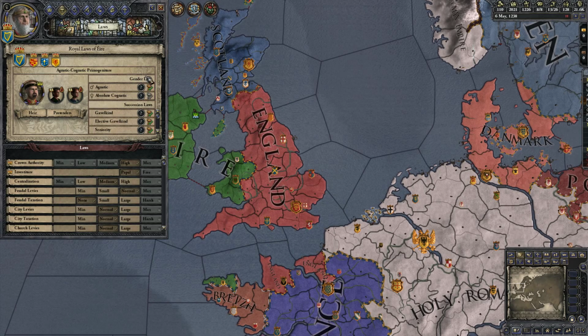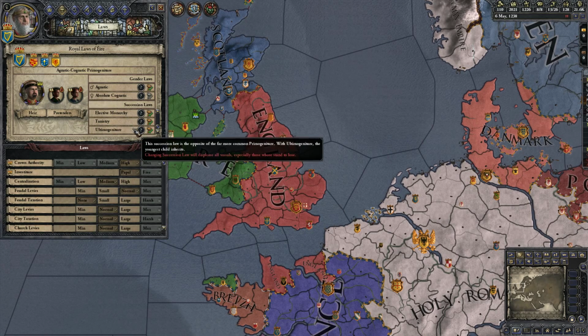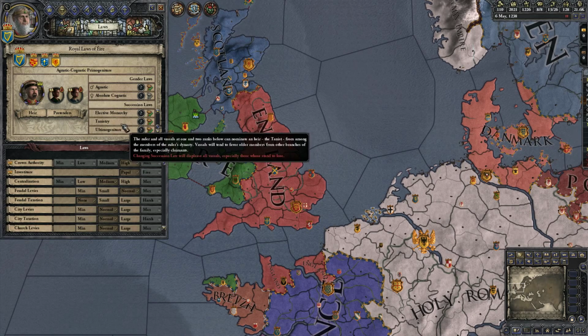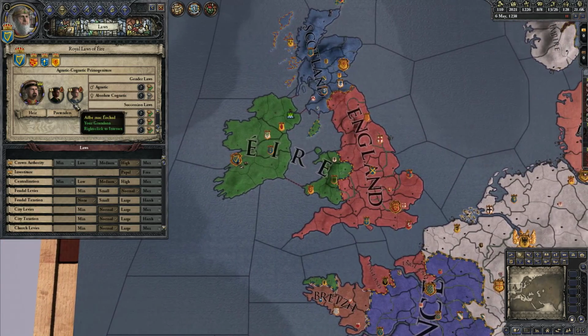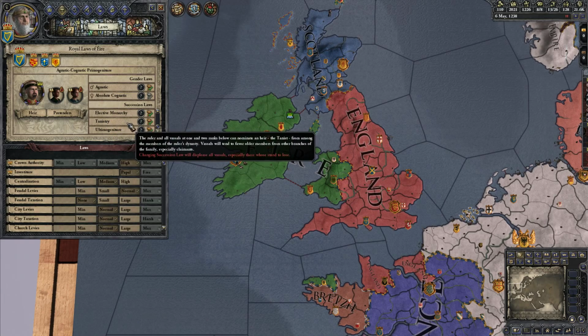Gender laws are kind of meh. You always want agnatic cognatic, pretty much. But the actual succession laws, now that's where you have some differences. Like Tanistry: the ruler and all vassals one and two ranks below can nominate an heir, the Tanist, from among the members of the ruler's dynasty. So only dynasty members can be voted in with Tanistry.